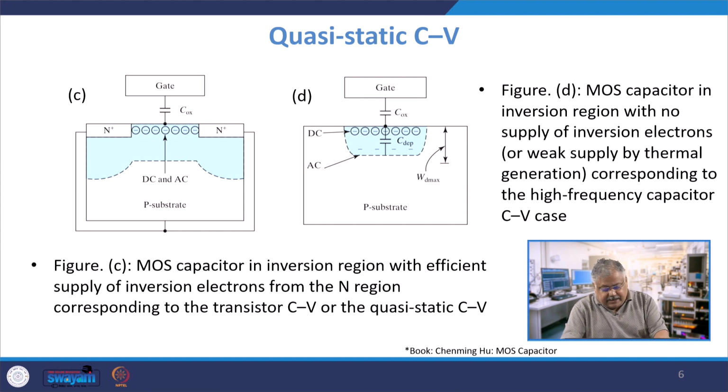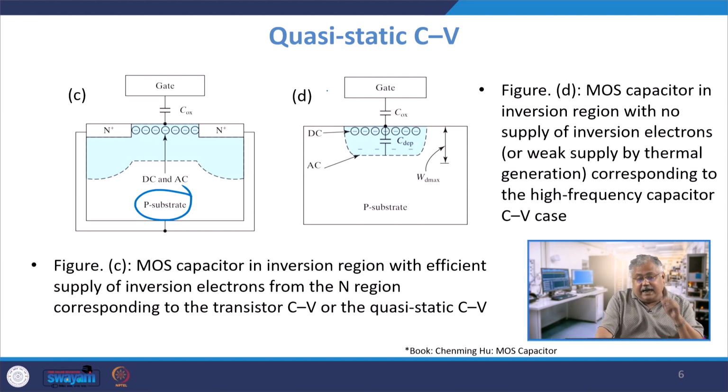Now on the left-hand side, you see that you will have an inversion region. So this figure C shows a MOS capacitor in the inversion region, with a large amount of inversion electrons in the N region. So I had a P-type substrate. I haven't applied any bias on the drain side, and therefore my depletion thickness here and here is exactly the same, and I have an inversion layer of electrons available from this end to this end.